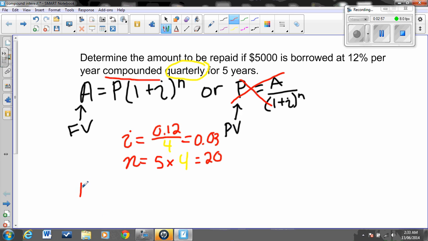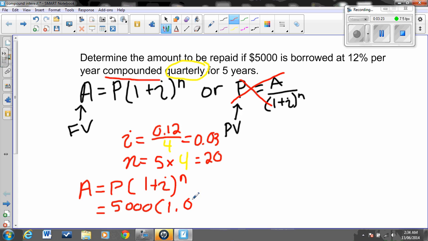So now we're going to write out the equation again. A equals P times (1 plus i) to the n. And now I can substitute in the principal, or the amount borrowed, which was $5,000, times 1 plus i, where i was 0.03. So that's going to give us 1.03, and the n was 20.